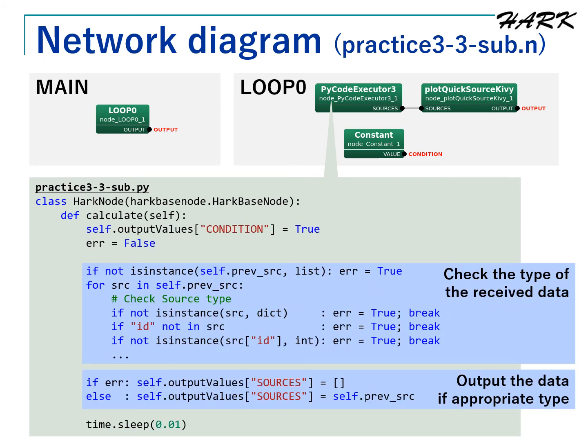This is the rest of the Python script. The calculate method here will be executed at 0.01 second intervals by using this time.sleep method. In this method, the type of the received data is checked because MQTT allows any kind of data format. So if the received data is not related to the source localization result, this method does nothing.